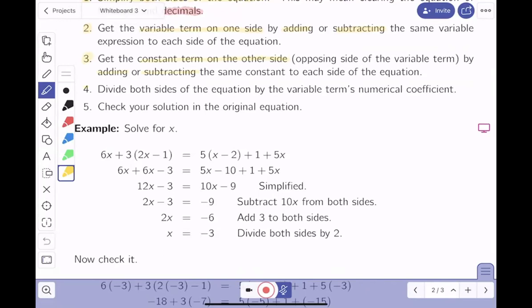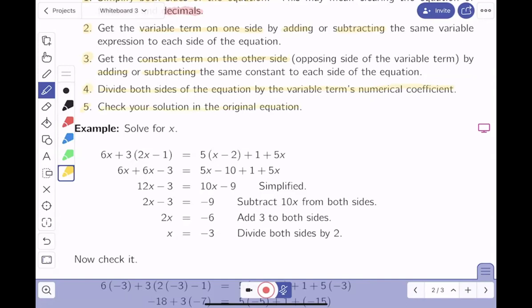Step number 4, and we'll go through examples. Divide both sides of the equation by the variable term's numerical coefficient. The 5th step, which I always say is optional for many students, is to check your solution. Let's take a look at an example.